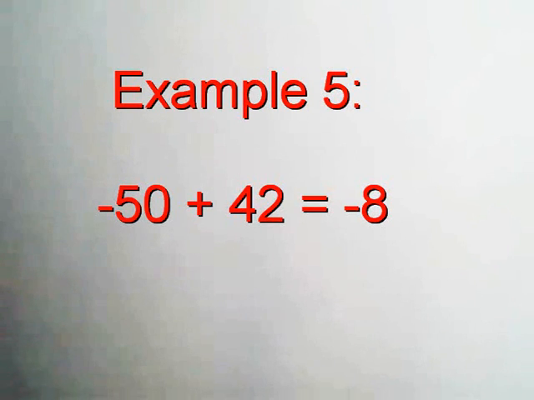The rule is this. If the number that appears to be larger has a minus sign, then our answer will be a negative number. In this example, we have minus 50 plus 42. What we can do is subtract the one that appears to be smaller from the one that appears to be larger and put a minus in our answer, since we need in our answer the sign of the number that appears to be larger. So, negative 50 plus 42 must equal negative 8.